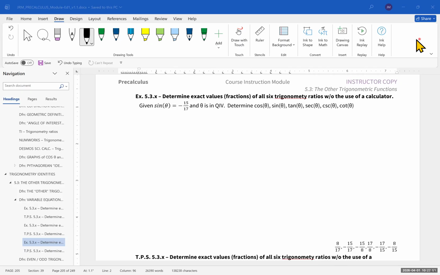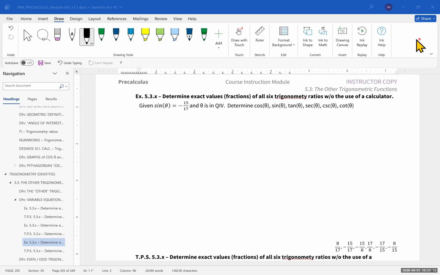Okay, here's another example. Again, we're looking at different scenarios in getting all of the trig functions, but this is all centered around the unit circle and how to navigate the unit circle in a lot of different ways to get the information that we need.